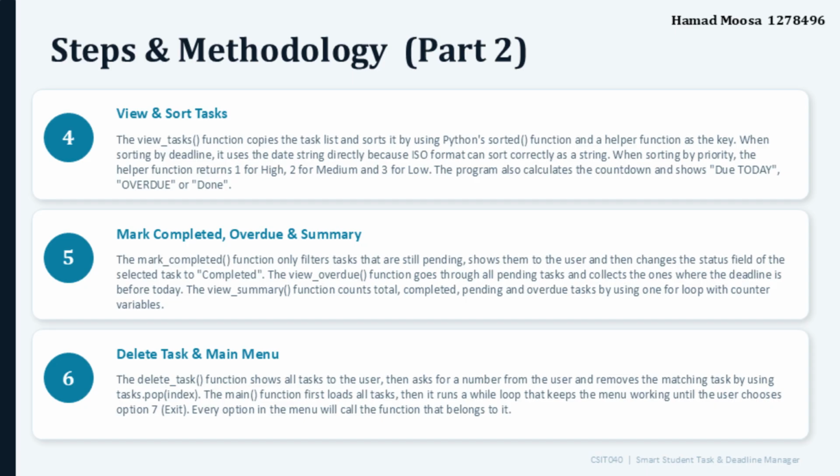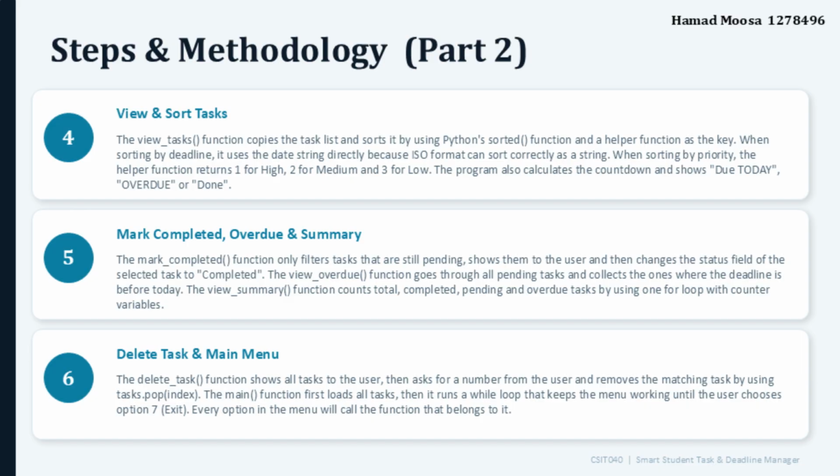today, overdue, or done. Secondly, we have step 5, which is mark completed, overdue, and summary. The mark completed function allows users to update the status of a task once it has been finished. The overdue feature automatically checks pending tasks and identifies any deadlines that have already passed. In addition, the summary function provides a quick overview by counting the total number of tasks as well as how many are completed, pending, and overdue. This helps students track their workload more effectively.